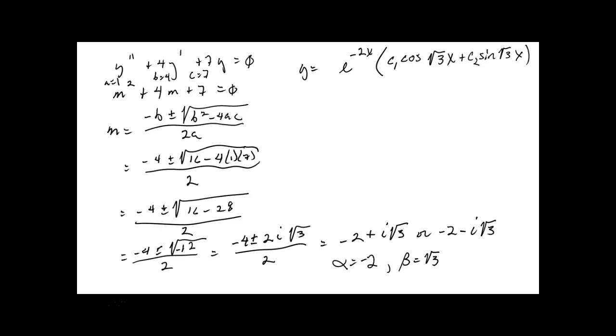Two linearly independent solutions, cosine and sine, are independent. Your alpha is the coefficient of your exponential term. Your beta is the coefficient of your trig arguments. Both of them being the same.